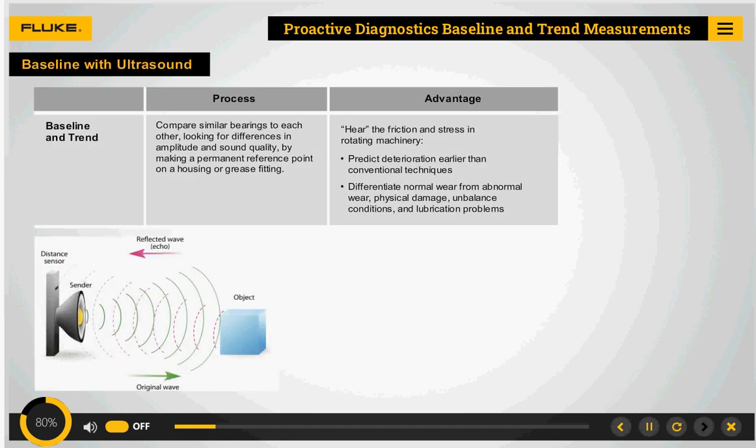Ultrasound will allow you to monitor the amplitude and sound quality on similar bearings, to hear the friction and stress in rotational machinery, triggering a need to lubricate or replace the bearing. By monitoring the friction levels of bearings with ultrasound, you can determine when the lubricant has deteriorated and needs replacement.